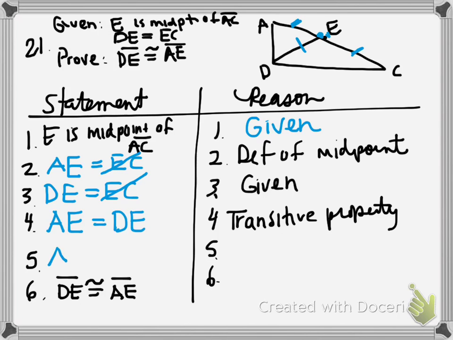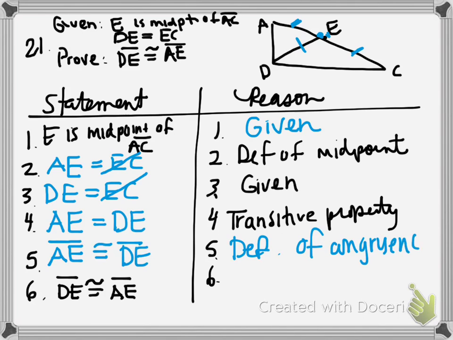I'm going to change to congruence first. If AE and DE are the same measurement, then they are congruent. So segment AE is congruent to segment DE, and that's by definition of congruence. So for the last step, DE needs to be on the left side, so when you swap positions, that would be the symmetric property.